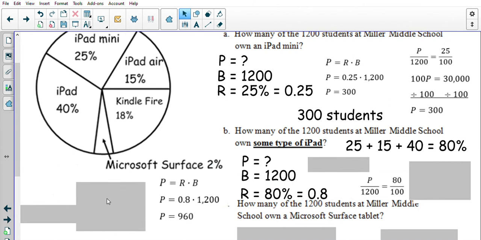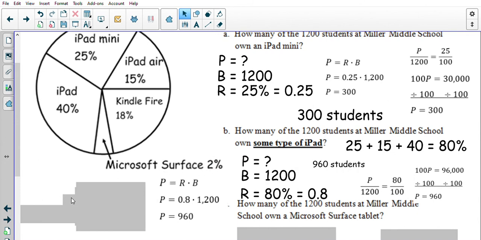Percent proportion is over here. P over 1,200 equals 80 out of 100. Cross multiply and solve, we get 960 students. Again, I'm not going through all the little details of solving the proportions because you guys know how to do that. Last question, part C.